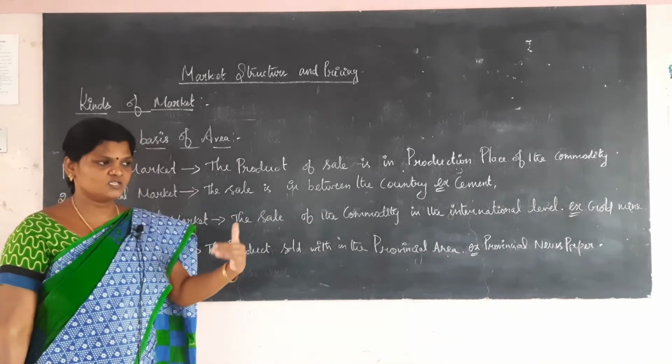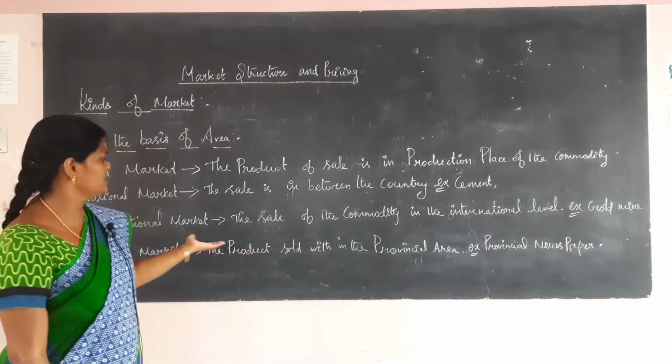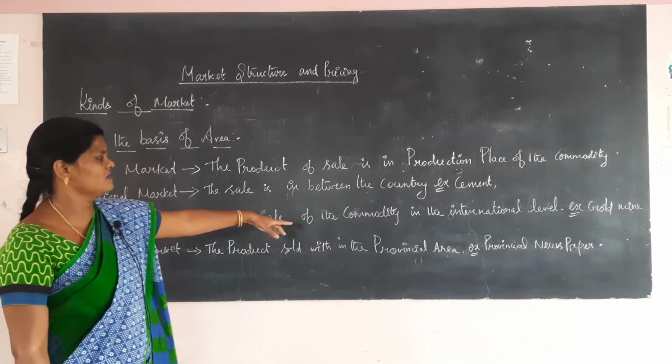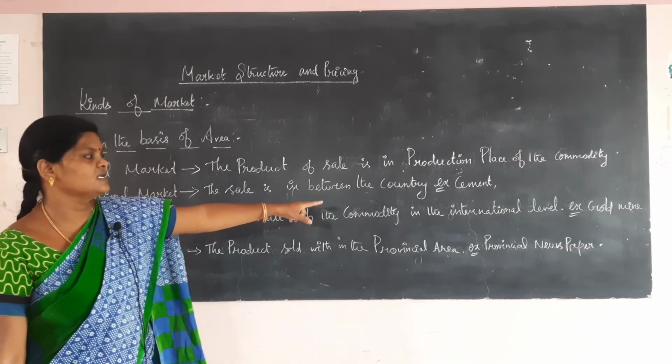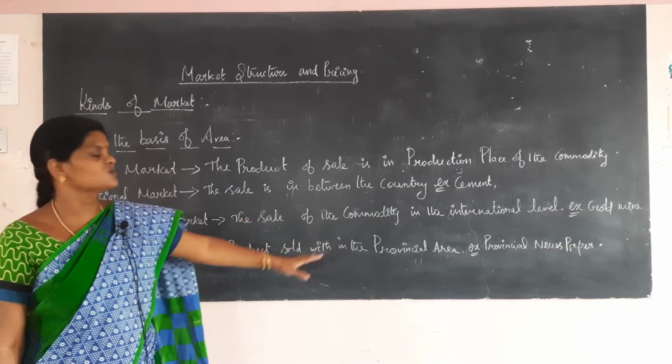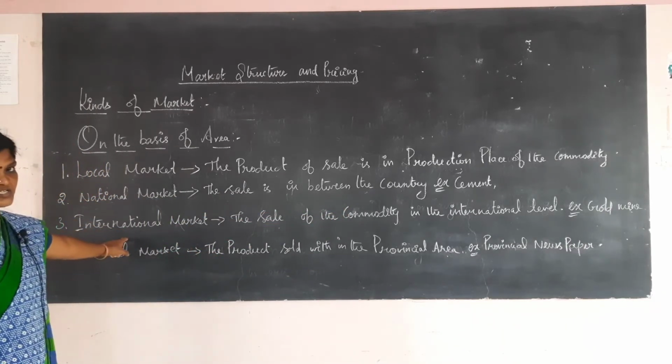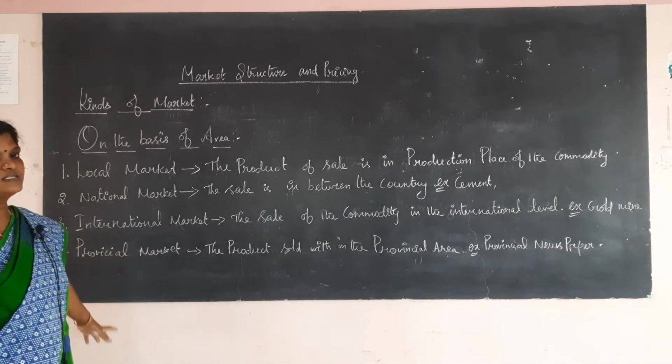When the sale goes beyond our nation and happens at the international level, the sale of the commodity at the international level is called international market, gold mines, etc.